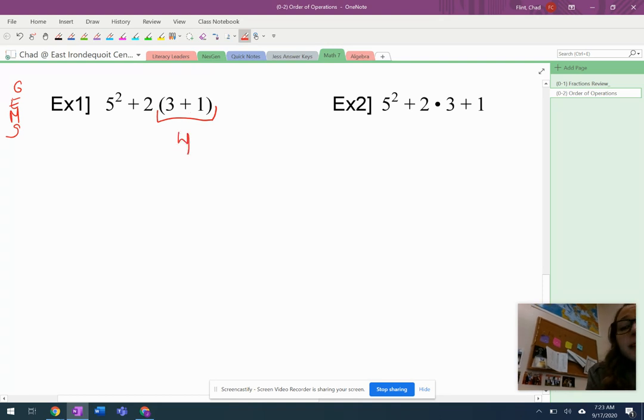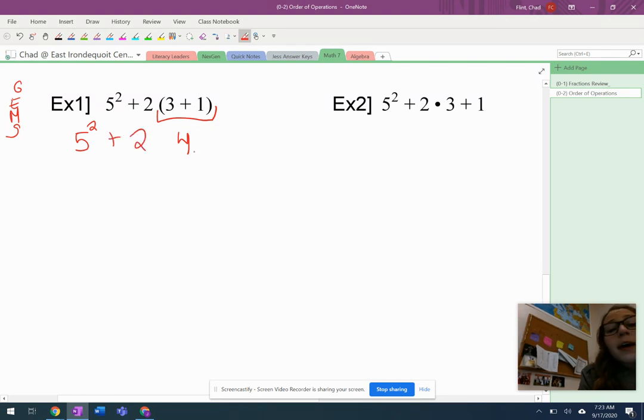Now, mind you, and this is how you're going to show me your work, you want to carry down everything else that you didn't do anything to. So 5 squared plus 2. Now, I can't just leave that 2 next to the 4 because it's not a 24.